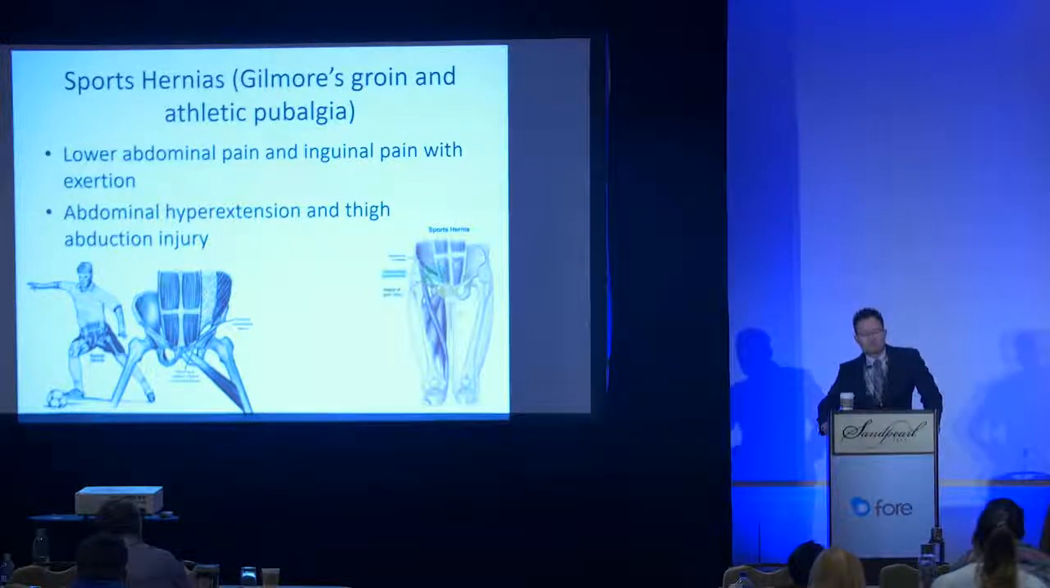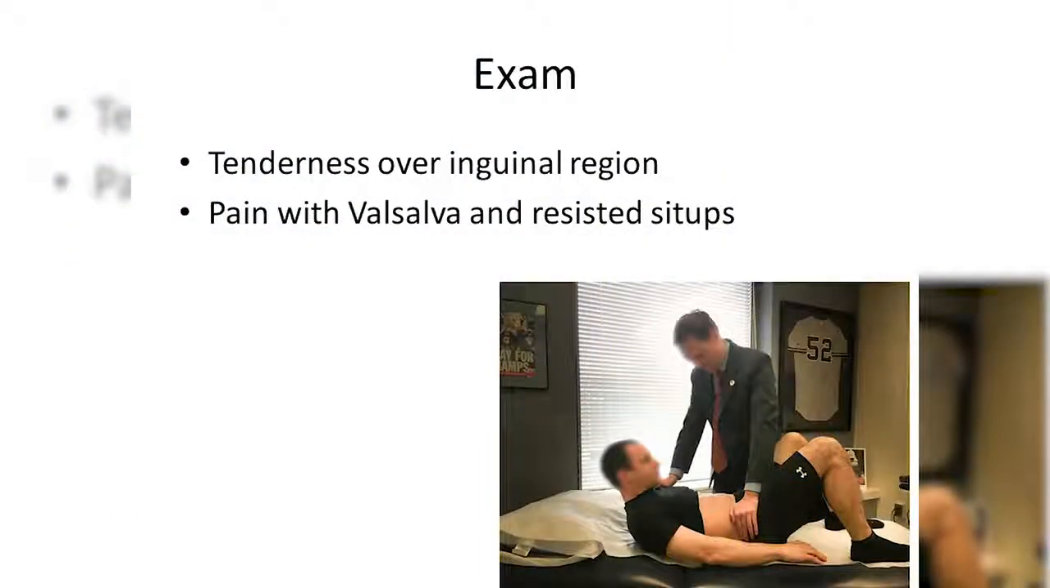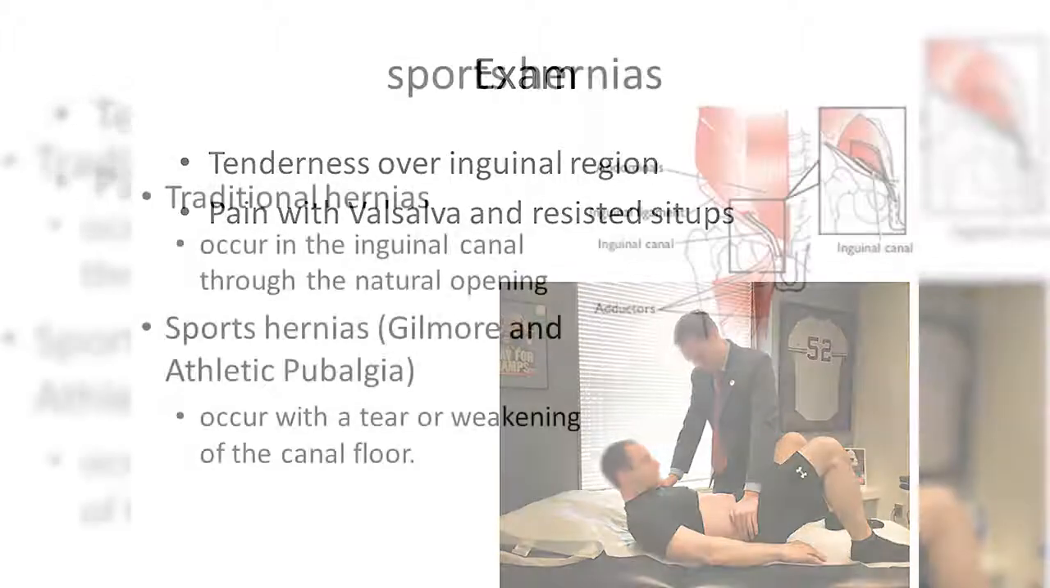Then it's going to be up to the surgeons to figure out which one it is and what kind of repair they're going to need to be doing. The exam to find the sports hernia is tenderness over the inguinal region and pain with Valsalva and resisted sit-ups. They should not be having pain with that, but oftentimes people with athletic pubalgia and also Gilmore's groin, the sports hernias, will often have pain with this.